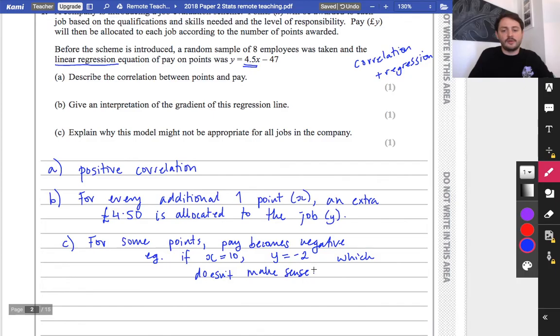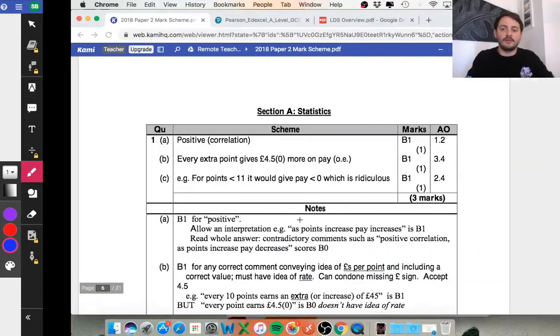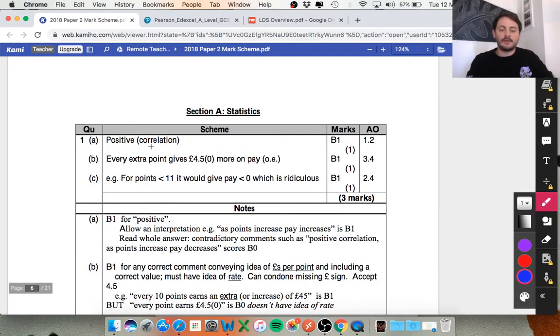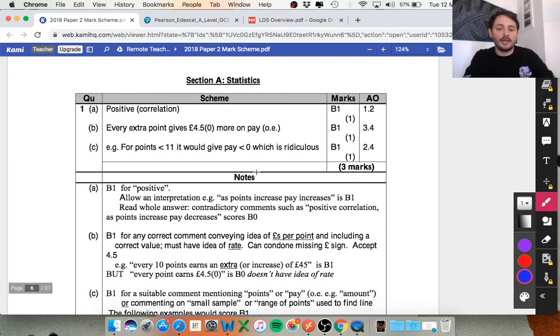Okay, let's just review the mark scheme and see kind of the phrases that they might have used here. So for question 1, you do have to say positive. You don't have to say correlation, but positive is the minimum thing they're looking for. Every point gives £4.50 more on pay. You could have just said 4.5 as well, but we wouldn't have done that really. And you can also say every 10 points could be £45, as long as there's something about that comparison.